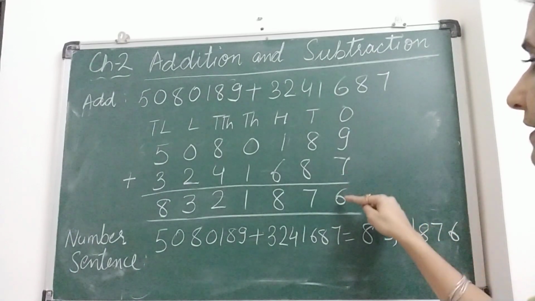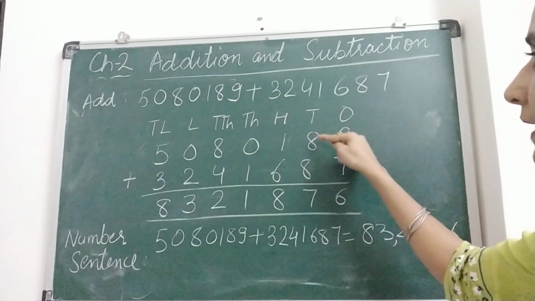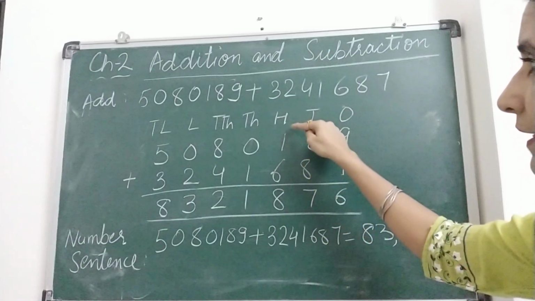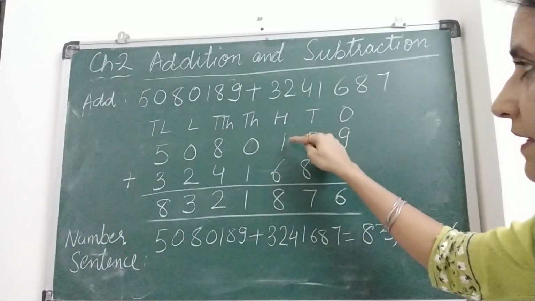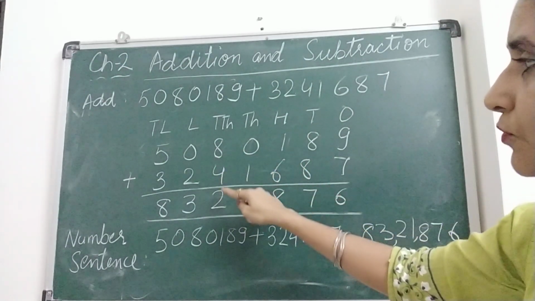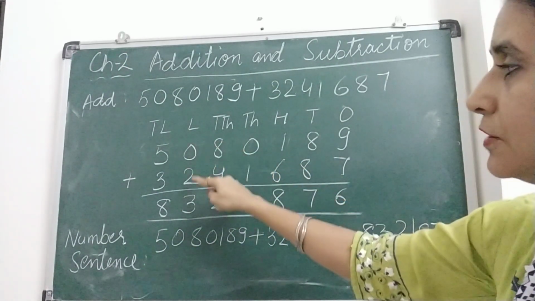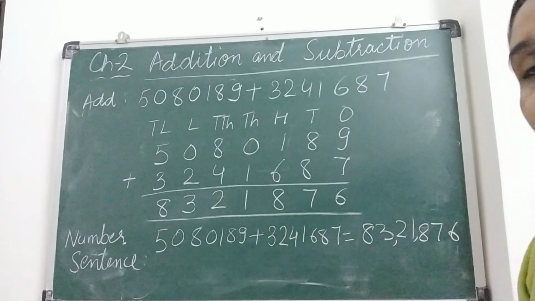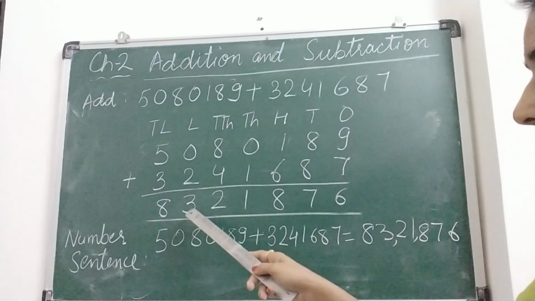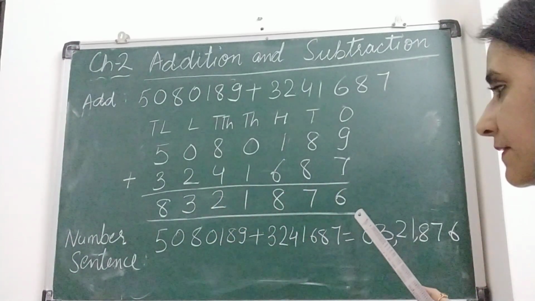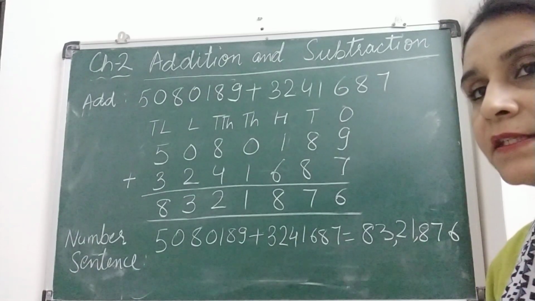9 and 7, 16, 1 carry. 8 and 6 plus 1, 15... 1 carry. 6 and 1, 7 and 8, 15. 8 plus 4, 12, 1 carry. 2 and 1, 3. Similarly, 5 plus 3, 8. So we got 83 lakh 21,876. So this is our answer.